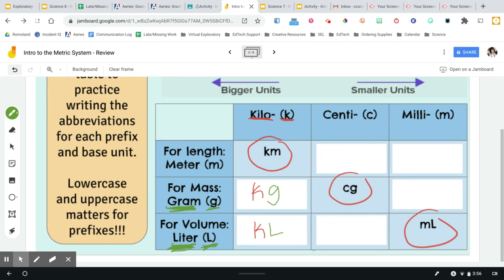And so side note, the whole uppercase and lowercase thing does matter when it comes to these prefixes and abbreviations. Most of these abbreviations are lowercase, except for liter. Liter is uppercase, and I'm not too sure why. I'm sure there's a reason, but the reason isn't important. Just know that liter is uppercase. All right. So try out these other empty boxes by yourself. Remember, you just need to figure out what the prefix is and then the base unit.